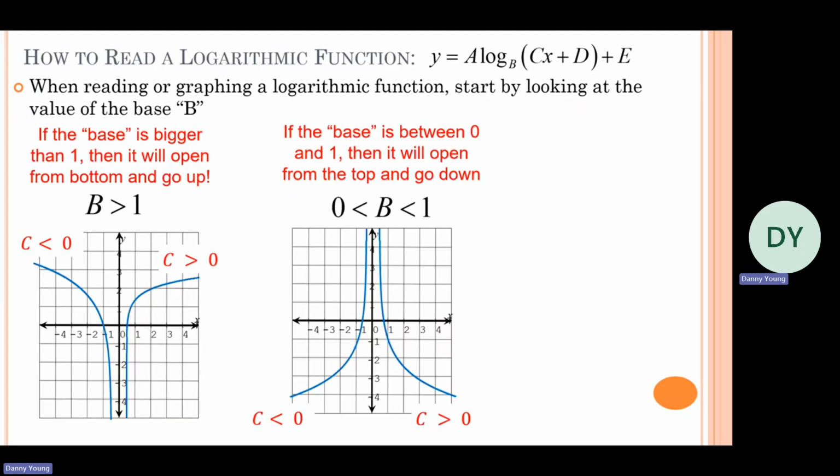I'll give you a second to copy this down first. So you always start with B. Is B between 0 and 1, or is B bigger than 1? And second of all, what's the value of C? Now, next thing is this. What do you think A does?